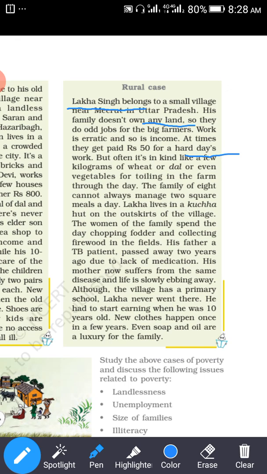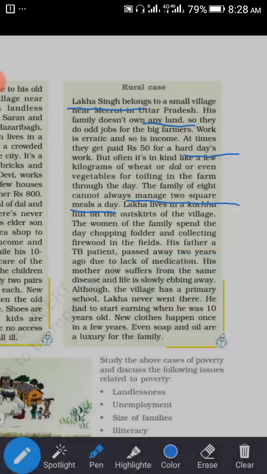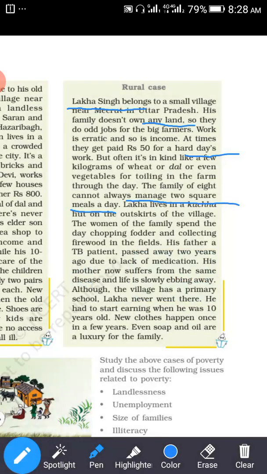Is it enough for kilograms of wheat or dal or even vegetables? It means they are unable to fulfill their basic food items, and a family of 8 cannot manage their meals a day. Why? Because the family members are more. And where does Lakha live? In a kacha house or hut, on the outskirts of the village. Why? Because he hasn't his own land.